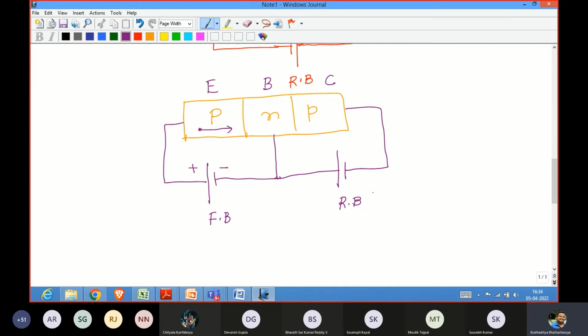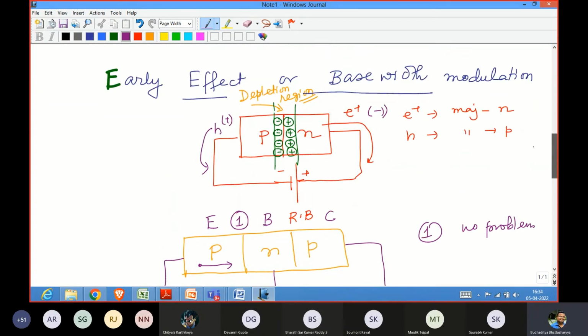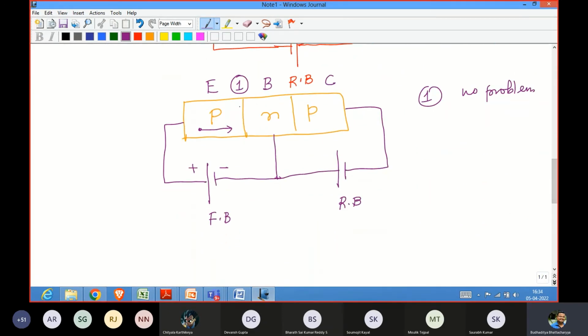Now you can observe that the first part, if I consider this part 1, there is no problem. Why is there no problem? Because this is a forward bias, so the depletion layer will not be that effective. The depletion layer will only be effective if there is a reverse bias. But this side is forward bias, so there is no problem of depletion layer in this region. Correct? Am I correct till this point?